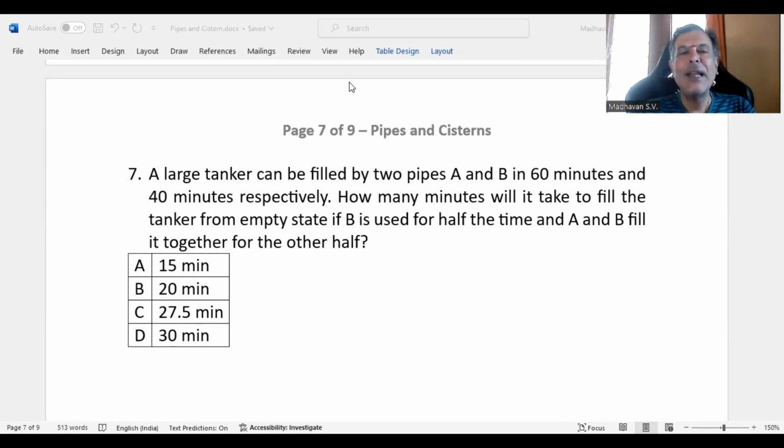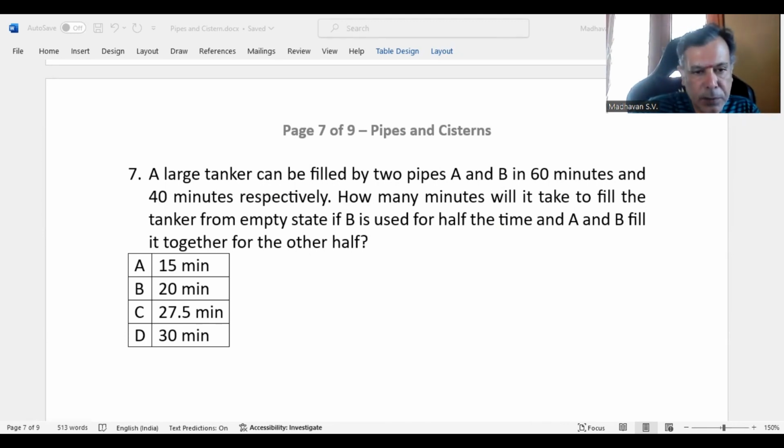Hello, everyone. In continuation to the topic pipes and cisterns, which is a part of quantitative aptitude, this is the third part. Question number 7. A large tanker can be filled by two pipes A and B in 60 minutes and 40 minutes respectively. How many minutes will it take to fill the tanker from empty state if B is used for half the time and A and B fill it together for the other half?